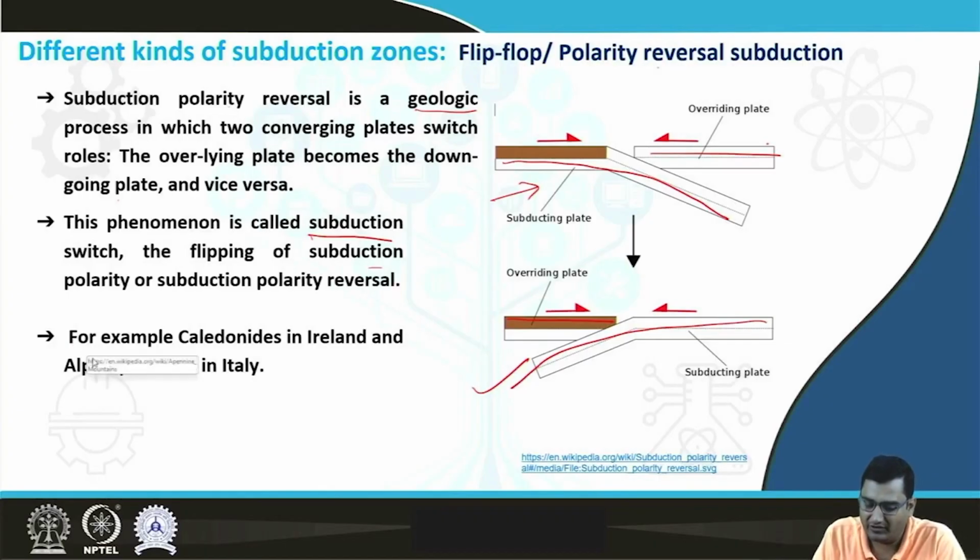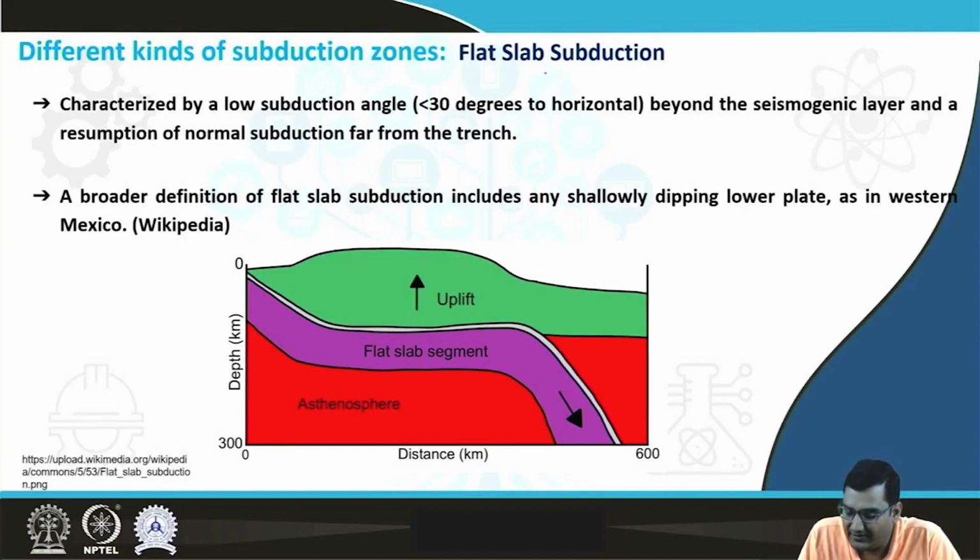If you want to look at examples, there is one from the Caledonides in Ireland and the Alps-Apennines in Italy. There is another subduction type, which is flat slab subduction. You can see there is a flat portion of the subducting slab here, and then finally it gradually goes down into the mantle. This is characterized by a low subduction angle, less than 30 degrees to horizontal, beyond the seismogenic layer, and a resumption of normal subduction far from the trench.